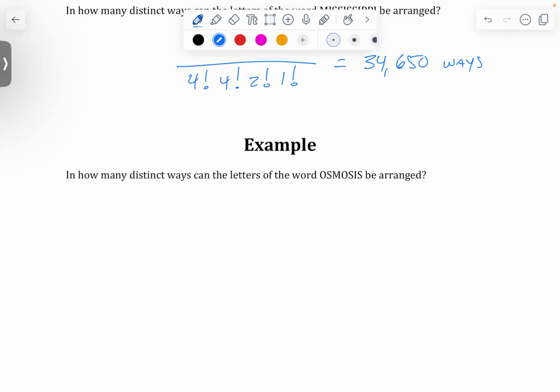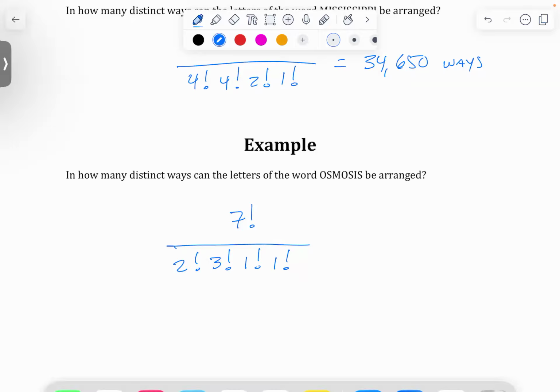Let's do that again. Osmosis. There are 7 letters. Let's see. There are 2 O's, 3 S's, 1 M, and 1 I. 2 plus 3 plus 1 plus 1, that makes 7. Now, be aware, 1 factorial is just 1. So I'm writing the 1 factorial, but it doesn't need to actually be there. 420 ways is possible.